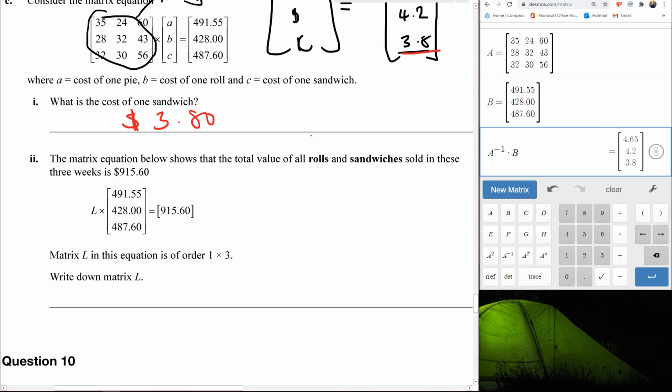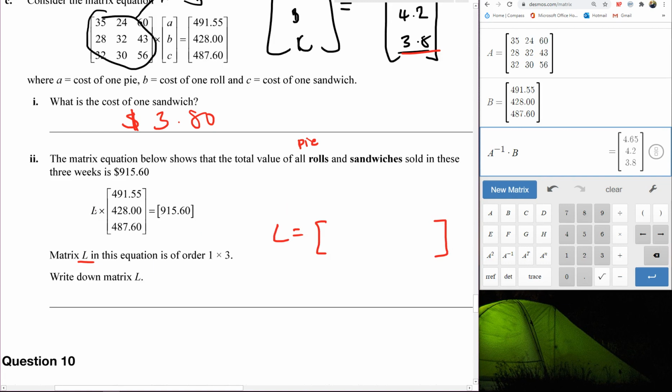The matrix multiplication below shows the total value of all rolls. I think they forgot to put pie here as well. Pie, rolls, and sandwiches sold in the 3 weeks. So if you have this final matrix here, this matrix calculation shows the total for all of them. So L times something gives you the total of all of them. So it's basically just added all these up. Matrix L in this equation is of the order 1 by 3, so that means matrix L has 1 row and 3 columns. Write down what matrix L is.